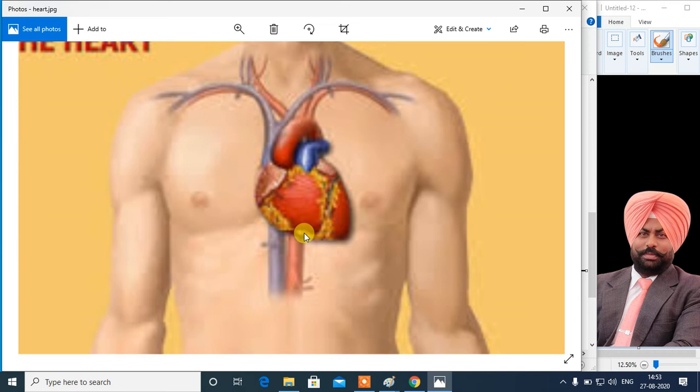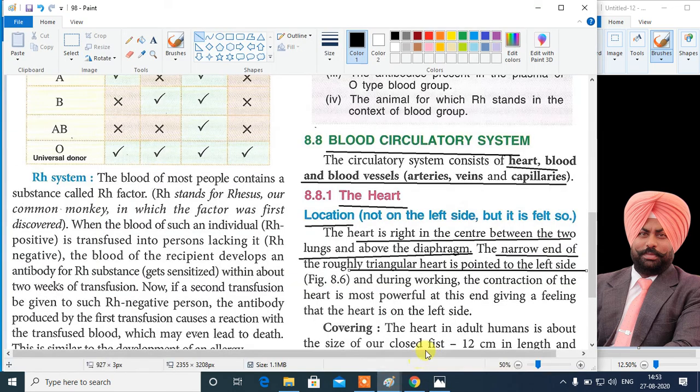But the location of the heart is in the middle of the human body, and the lower end is pointed towards the left side. So we can say that the contraction of the heart is most powerful at this lower end, which gives us a feeling that the heart is beating on the left side of the human body.